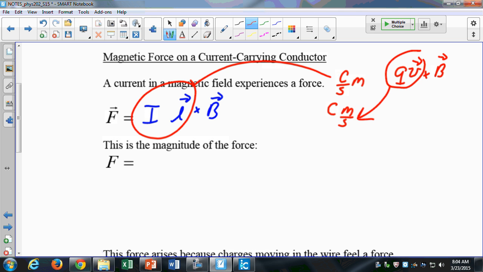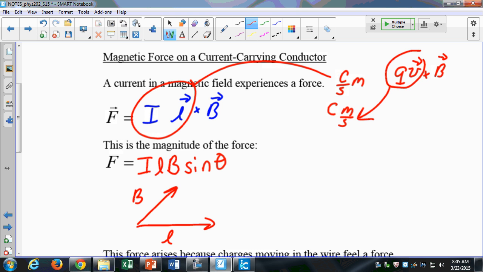Generally, when we think of a current in a wire, by the way, we don't think of the current as a vector, because current is a scalar quantity. Instead, we think of the length of the wire. And so that length will have a certain orientation. It'll have a magnitude and a direction. And so just like we had before, the magnitude of the force is ILB sine theta, where I have the vector L, that's the length of the wire, and then I have the magnetic field B, and then there's some angle between them.